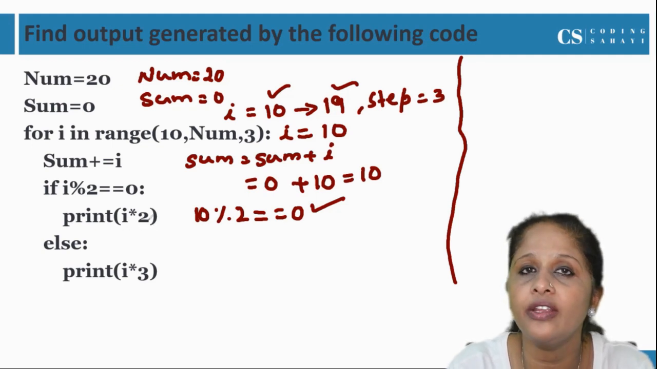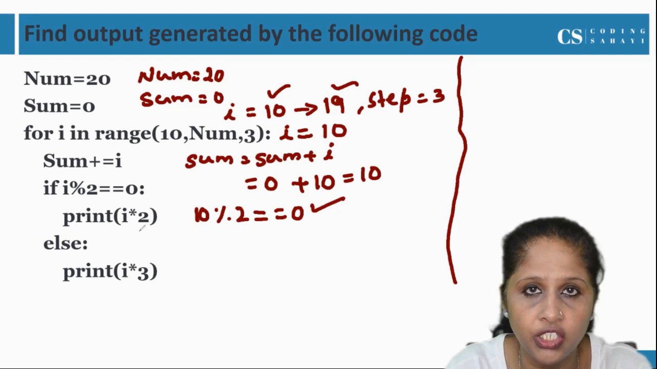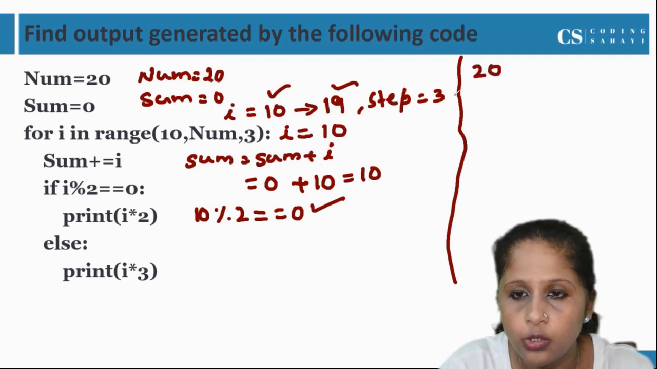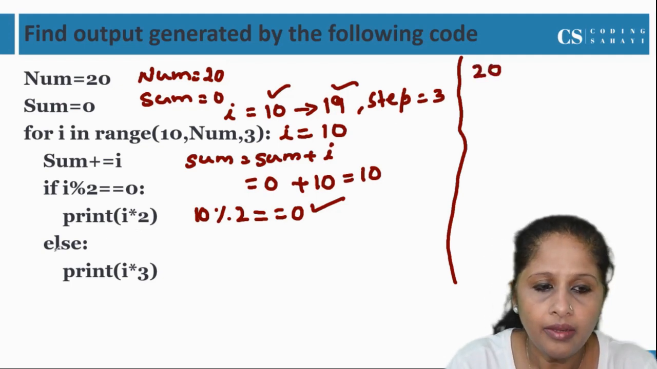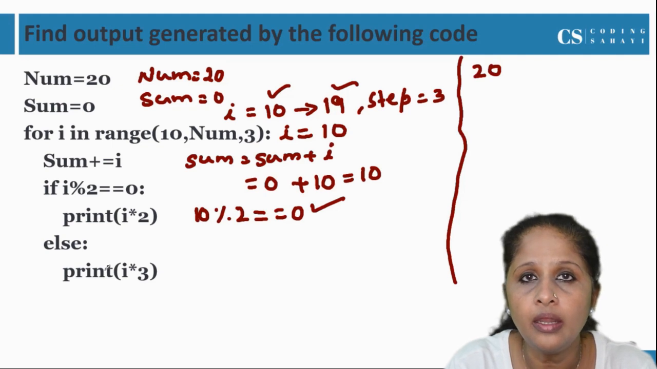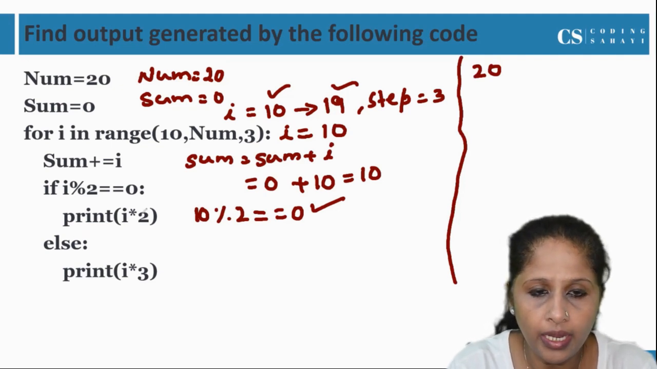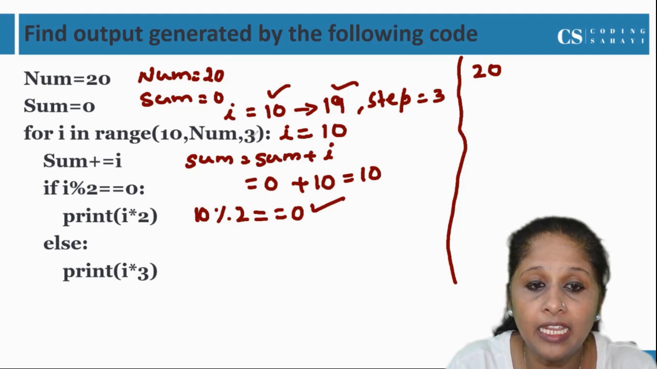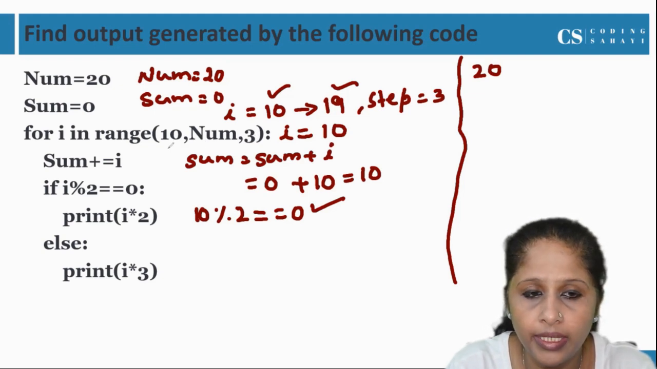So this actually we need to write in our answer sheet also. So here i is actually 10. 10 into 2, that means 20. 20 will be printed. Then whether else part will be executed? No, else will not be executed. It's going back to this for loop, and it is incrementing by 3. Actually it started with 10, so the step value is 3.